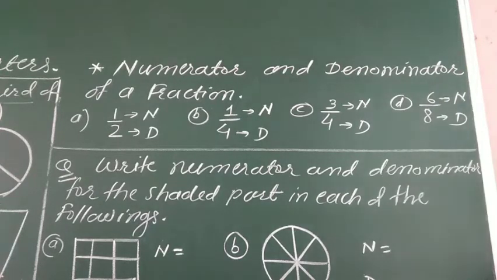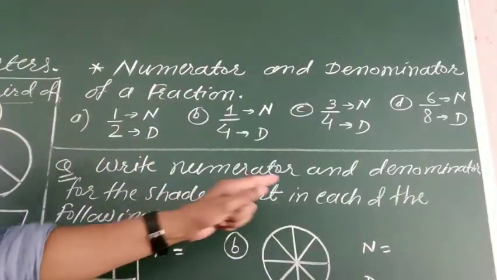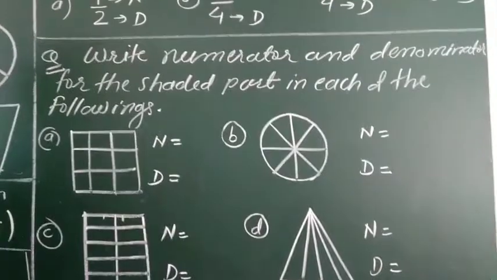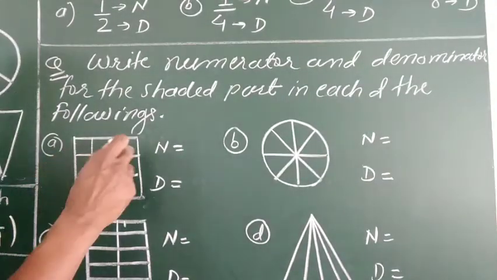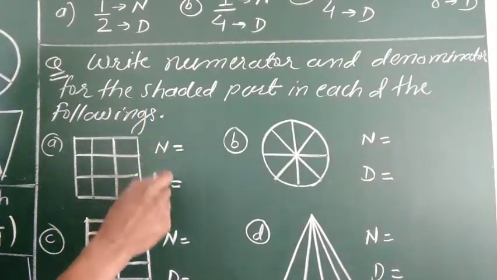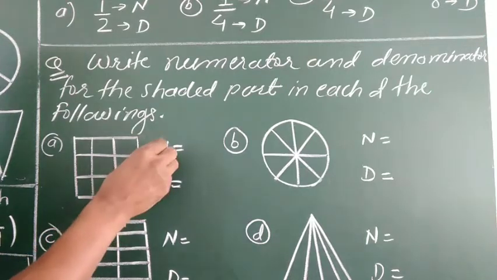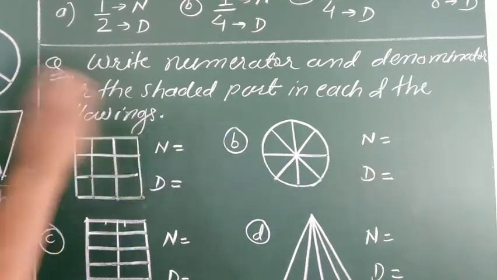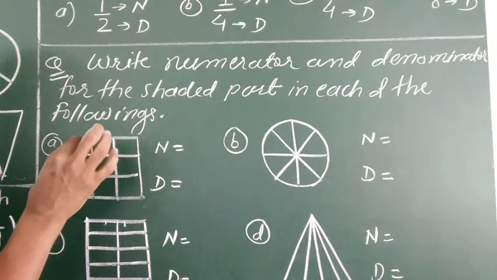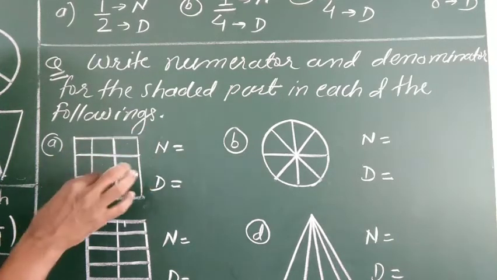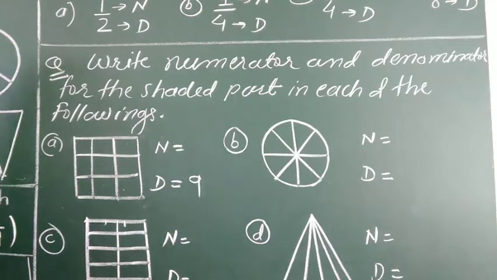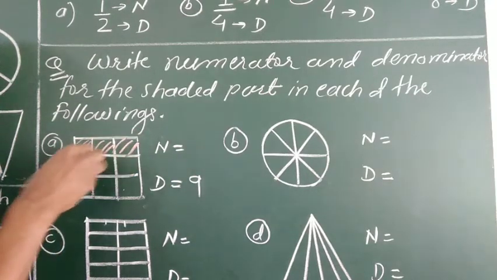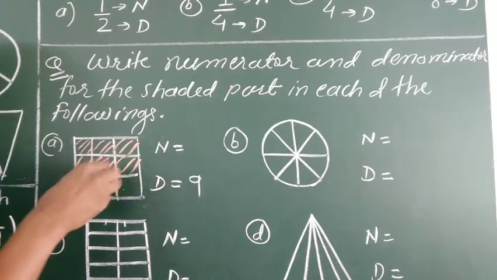Next, okay. Now write the numerator and denominator of the shaded part here. So see, in this question, beta, some parts are given here. So now we have to write the numerator and denominator of the shaded part. Numerator means how many parts are shaded and denominator means total number of parts. So see, in this 1, 2, 3, 4, 5, 6, 7, 8, 9 parts are there. Now out of this 9, these parts are colored, shaded here.